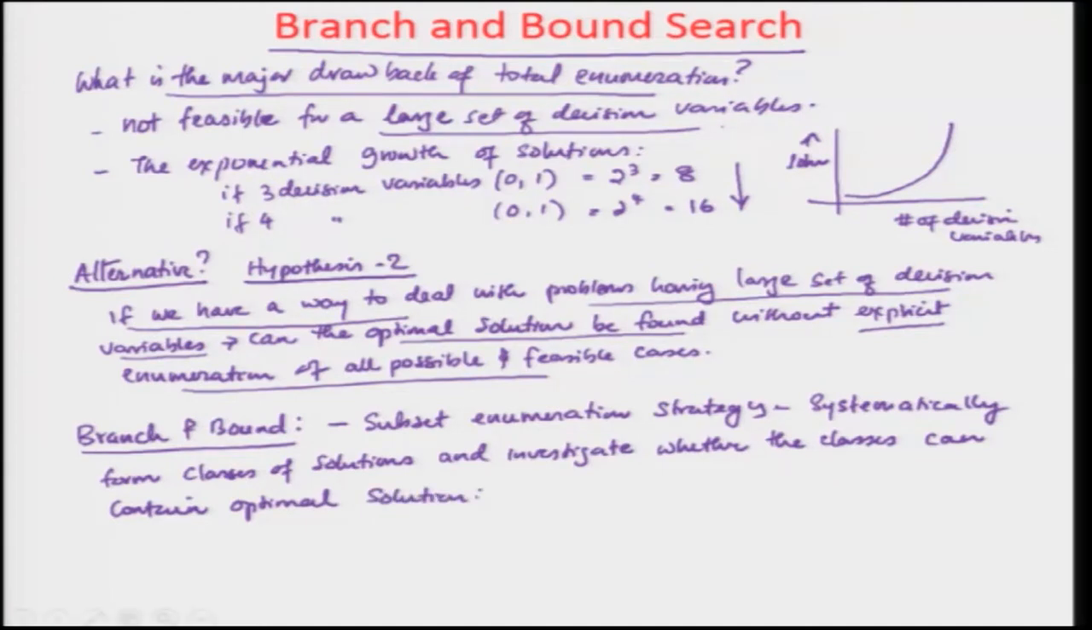So, what you are saying is, from the total problem, you systematically create classes of solution and see whether these classes can contain optimal solutions. If you find that the classes cannot contain optimal solutions, then don't look into that class. If you find that the class can have the optimal solution, then look into it. Okay, so that kind of an approach.